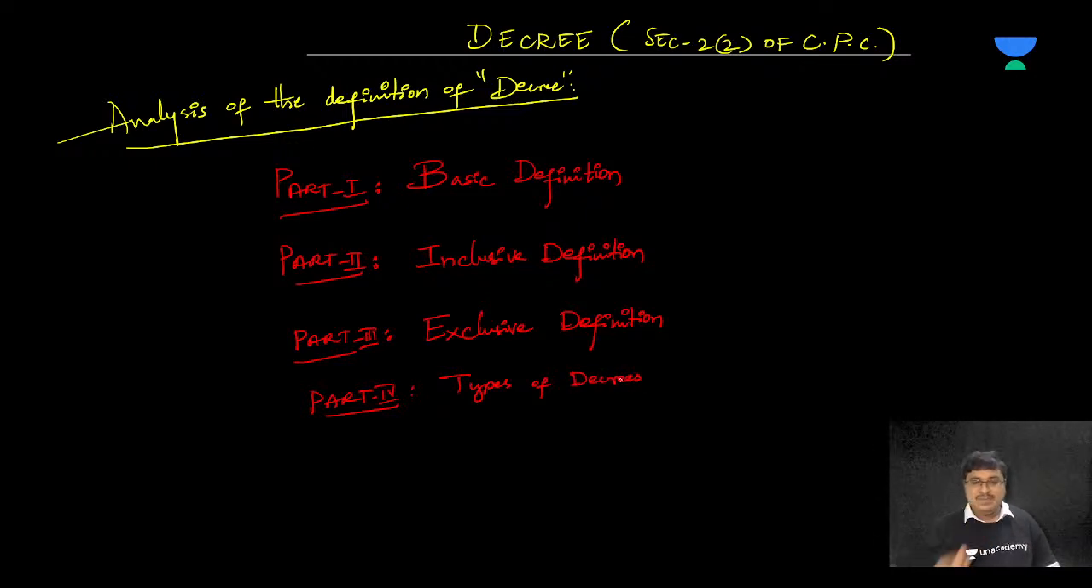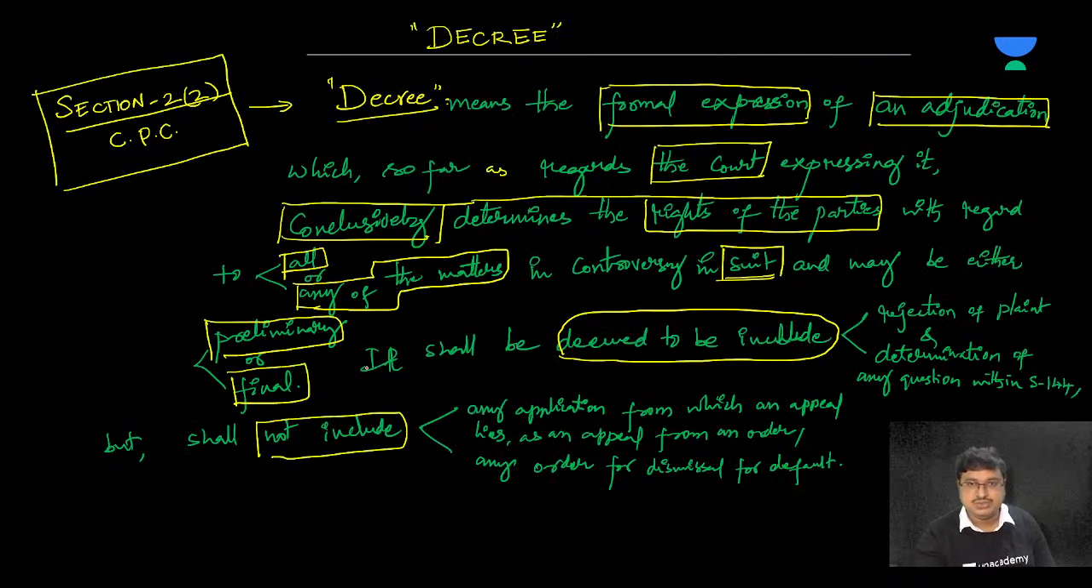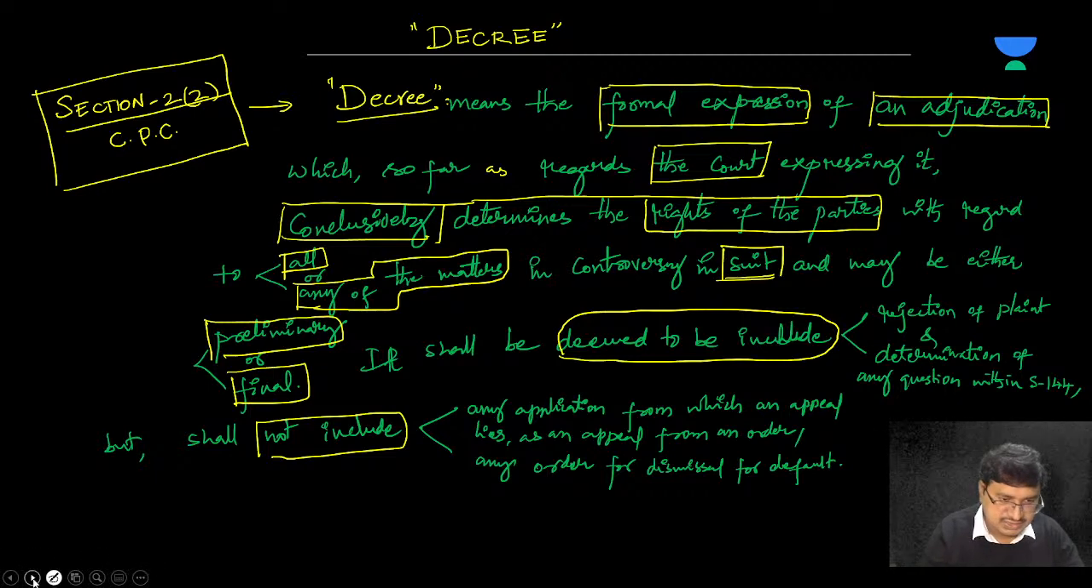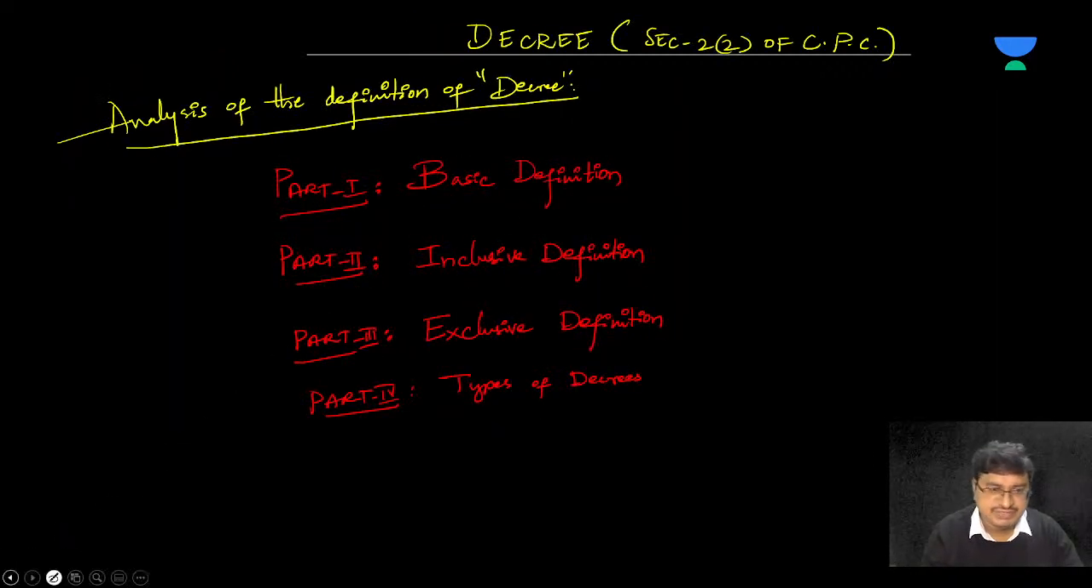Now, friends, decree means the formal expression of an adjudication which, so far as regards the court expressing it, conclusively determines the rights of the parties with regard to all or any of the matters in controversy in suit. This is the basic definition given for the word decree. If we see the second part, that is inclusive definition.